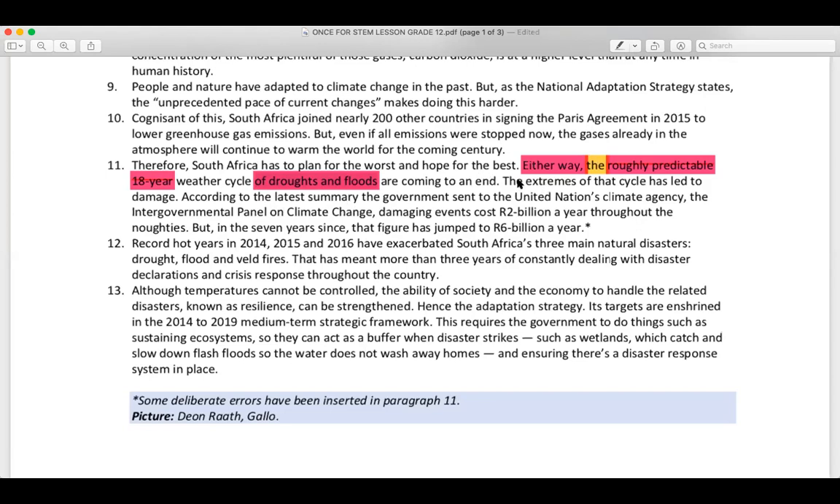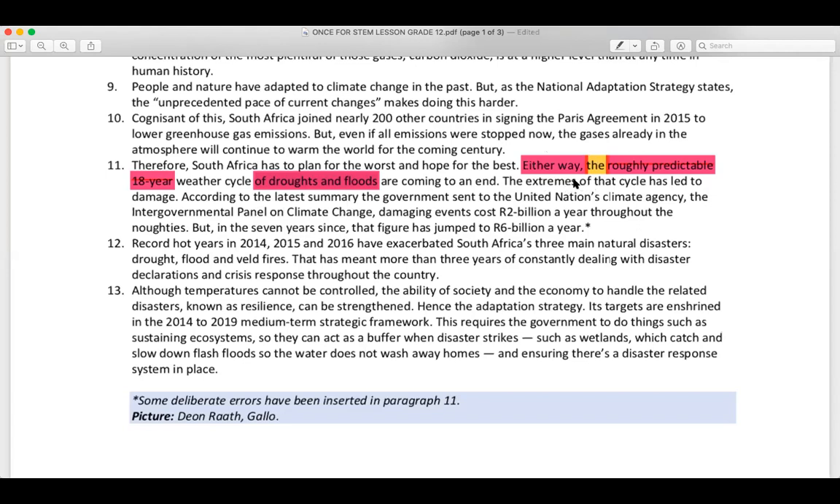Okay, and then if you look at the next sentence, it reads, "The extremes of that weather cycle has led to damage." The extremes of that weather cycle has led to damage. What are you talking about? The extremes of that weather cycle has led to damage?